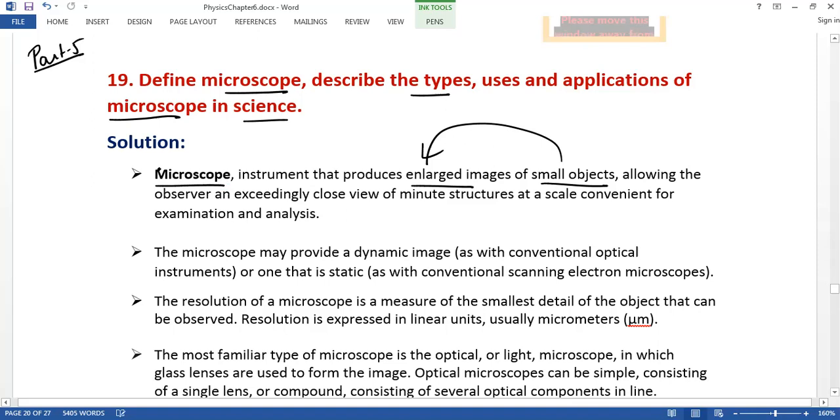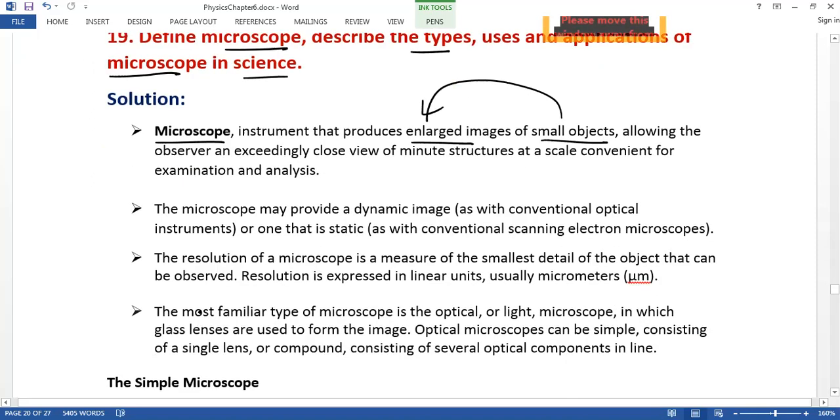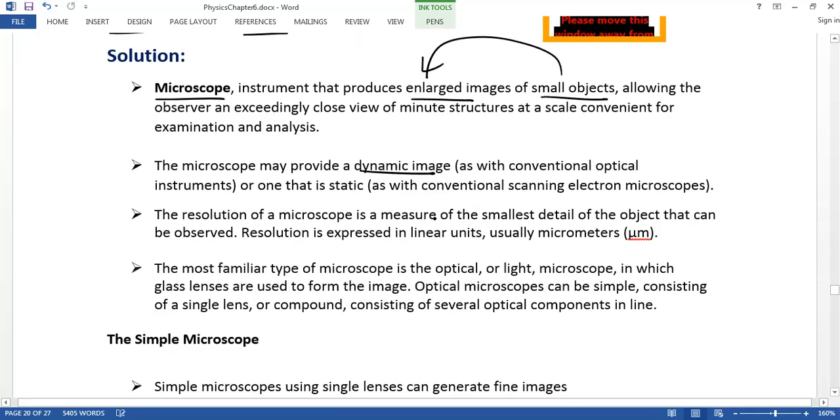Here, a microscope allows us to see tiny objects. The microscope may provide a dynamic image. The resolution quality of the microscope is a measure of the smallest detail of the object. That is, the higher the resolution, the better the quality. If the resolution of a microscope is higher, we can see the tiny details, that is, more detail of the object can be seen. The resolution is expressed in terms of linear units, usually in micrometers.